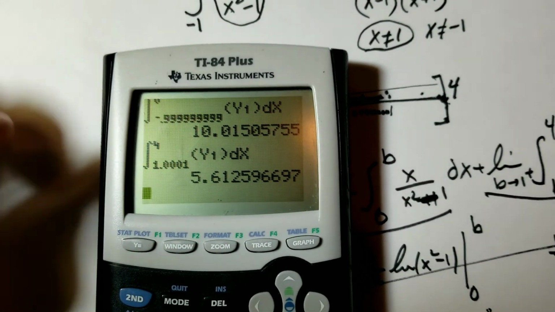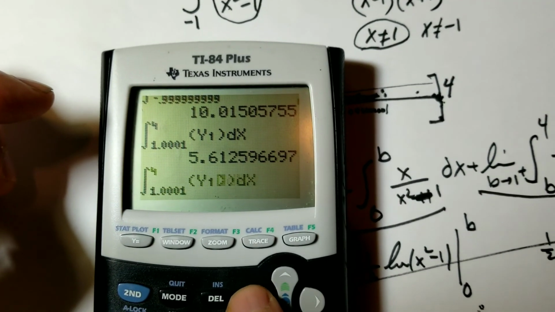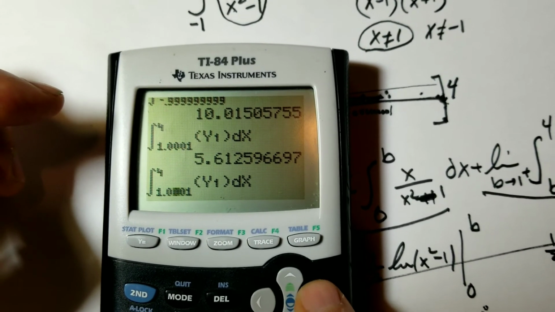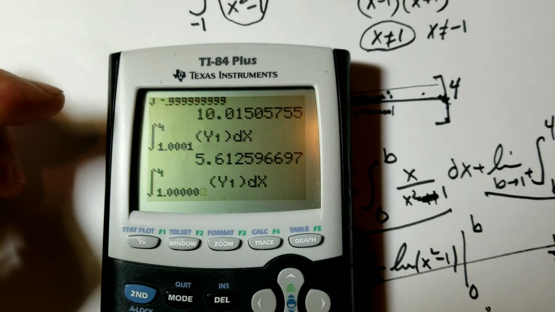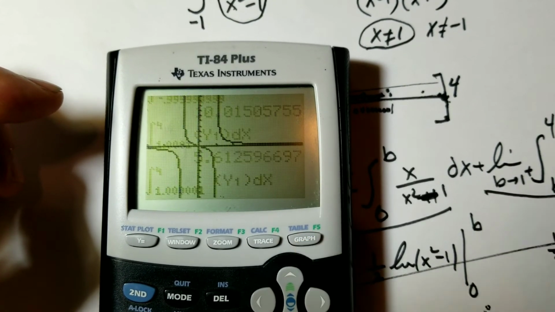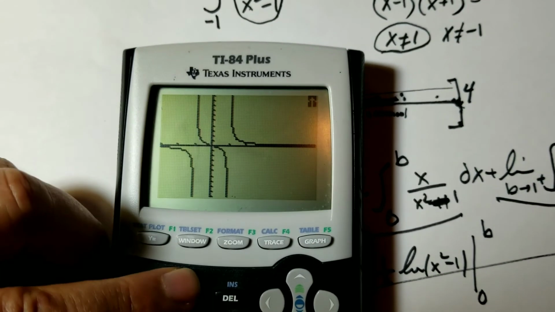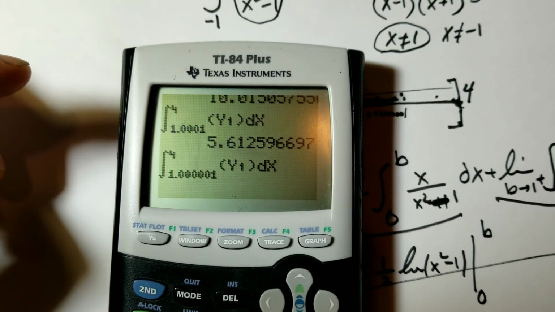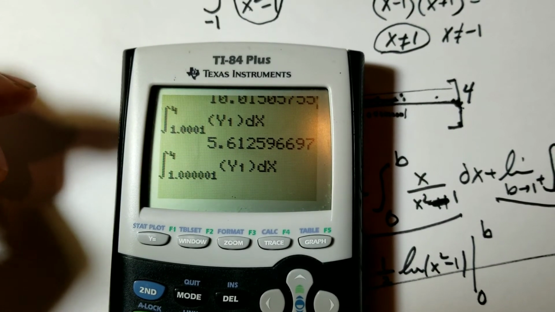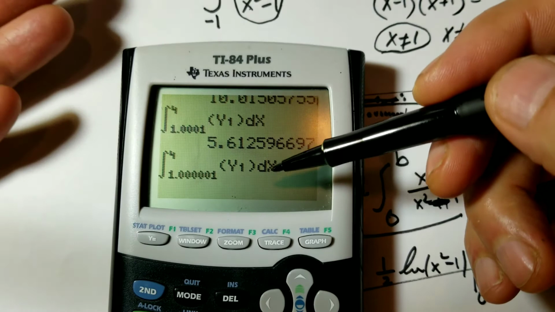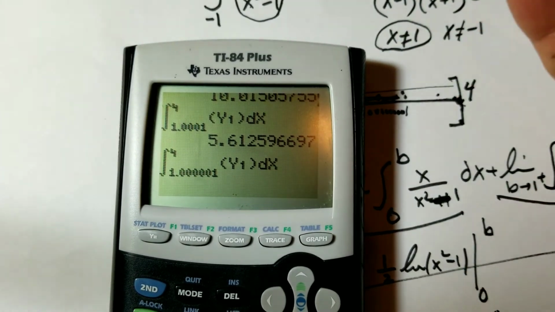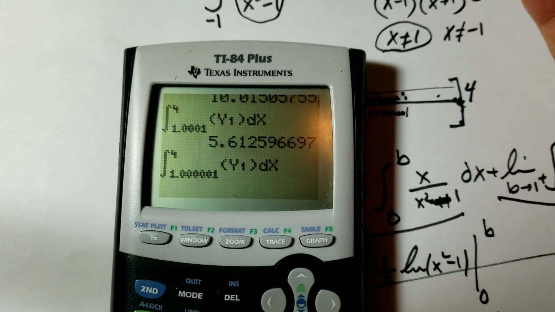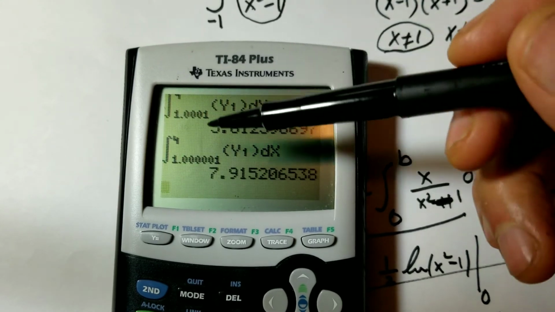Okay, 5. Let me go add one more 0 here. And remember, how many zeros can I put in here? 1 billion of them. I bet you if you put 1 billion of those zeros, that number is going to be way more than 5. Therefore, you see, this one is going to diverge because the area under the curve is getting larger and larger and larger and larger. And look at that.